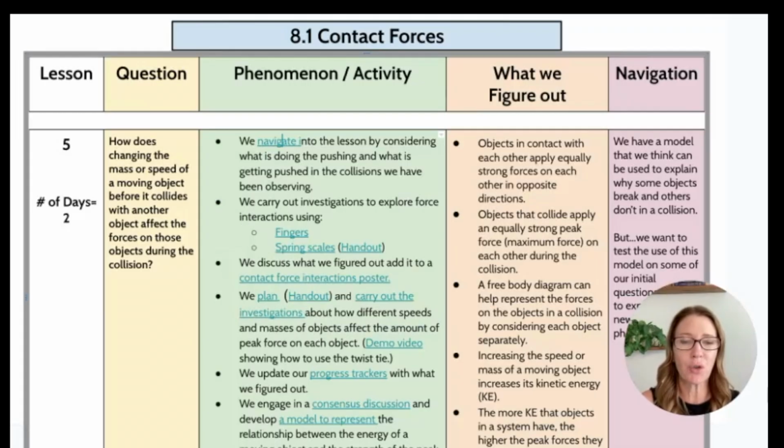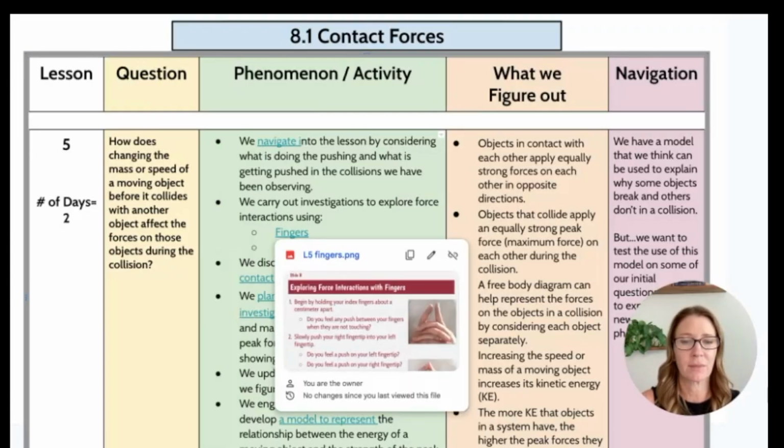And then we carry out two pretty simple investigations. The first one is just using fingers, and there's a slide to support you in doing this. You have them hold up their fingers and first don't touch them, and we will see that there's no forces. You can't feel any forces on your fingers. And then if I press with this finger on the other one, I notice I can actually feel a force on both fingers. Same thing if I go the other way.